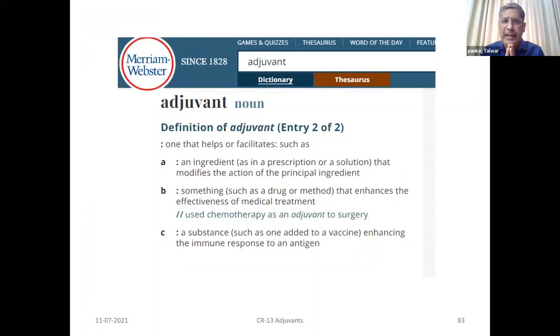So to make it simple, I went to the internet, Merriam-Webster, wanted to find out what adjuvants actually are, how they define adjuvants. And they found that it is anything which can help or facilitate. It's an ingredient, maybe a drug, maybe a method, maybe a protocol, which can be used as an adjunct to chemotherapy, any sort of therapy, or a surgery, and which can enhance our outcome, or modify the action of the principal ingredients. Whatever we add which is going to improve our outcome, that's an adjunct.